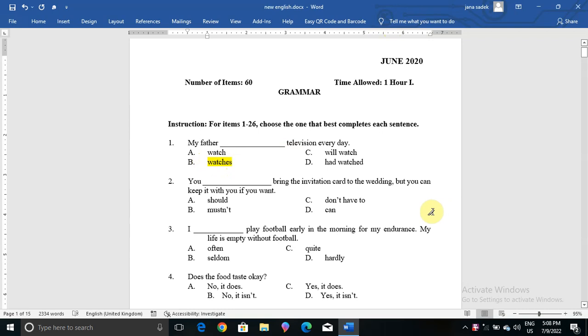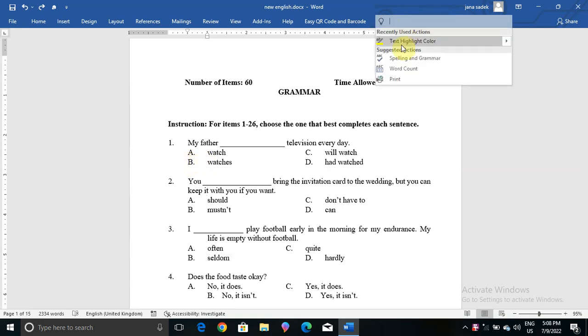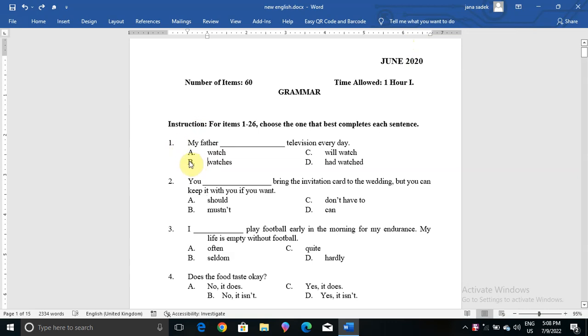Okay, and question number 2 says you dash, or wait a minute, it will be better if I make a highlight for it. Now question number 2 says you dash bring the invitation card to the wedding, but you can keep it with you if you want.